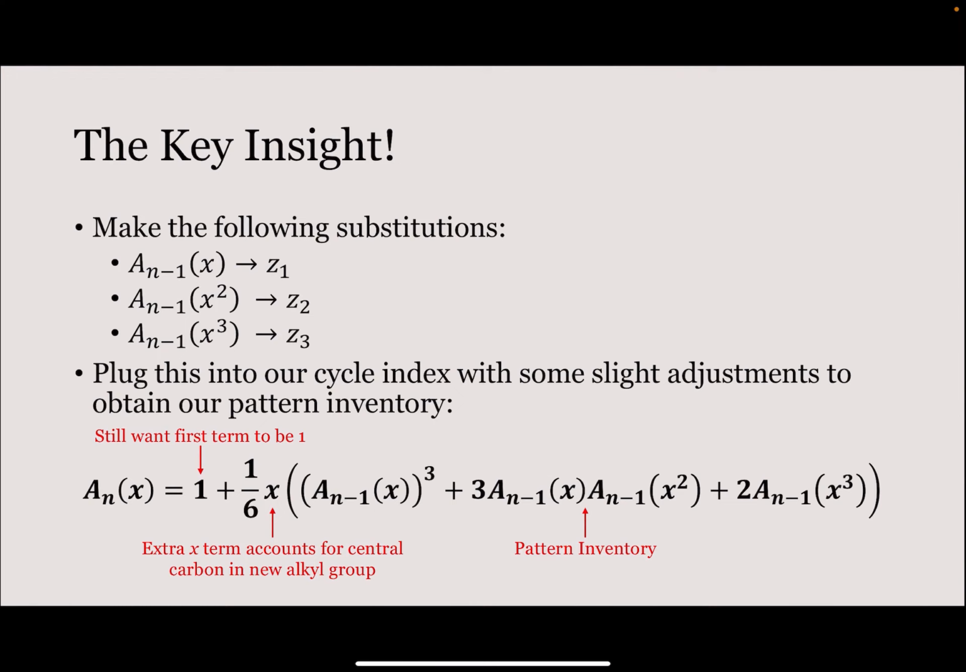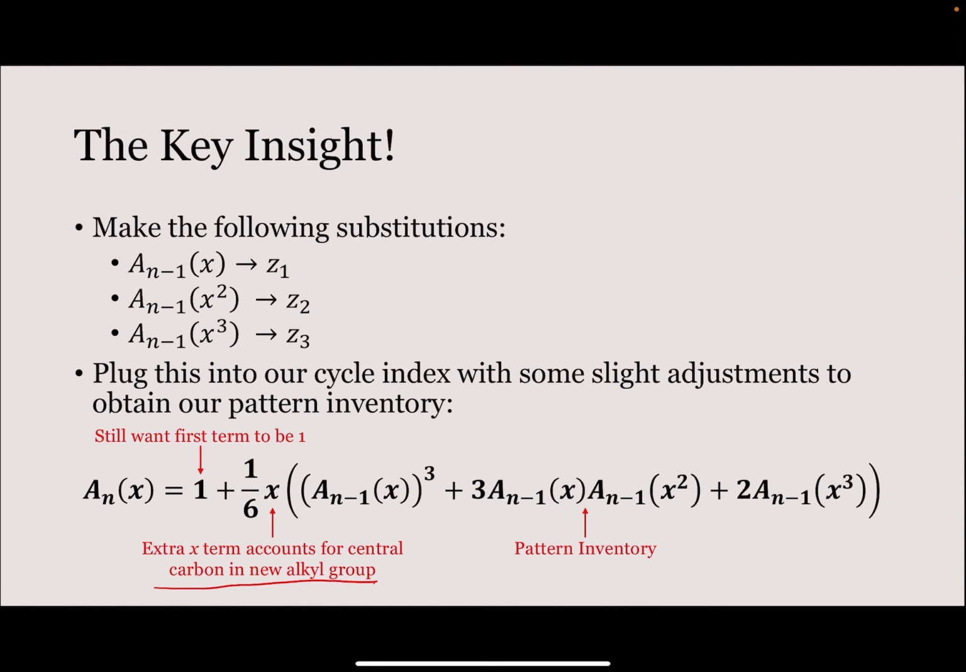So notice we've made a few slight changes over here. The first thing we notice is we just subbed everything in, but we needed to do a few extra things. So this extra x term that we have over here accounts for the central carbon in a new alkyl group. Previously we were doing an alkyl group with n-1 carbons, but now that we've formed something with n carbons, we are adding in this coefficient of x to shift over our sequence. And this is in line with exactly what we were doing in class when we talked about our sum generating function. So multiplying by an x will shift our sequence over. The other thing that we want here is we still want our first term to be 1.